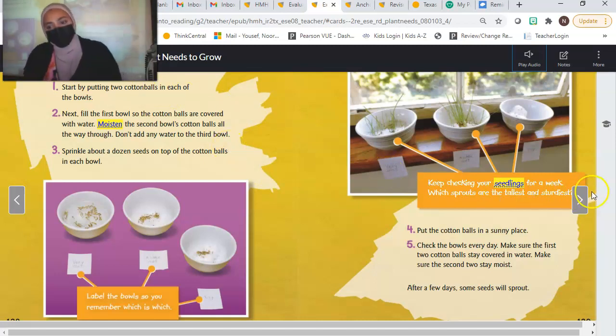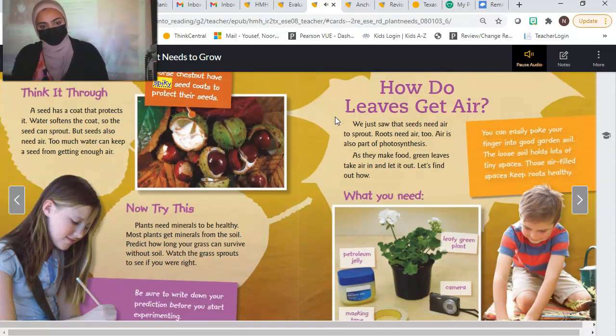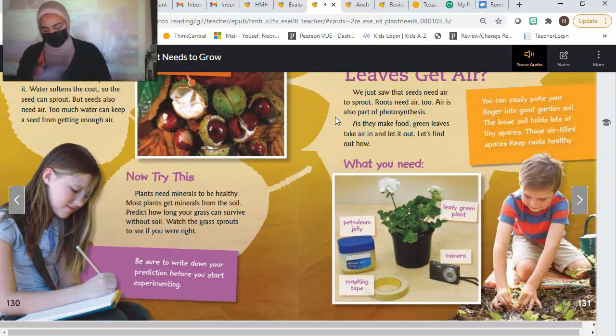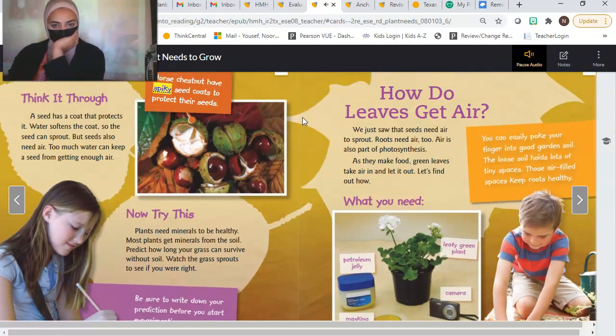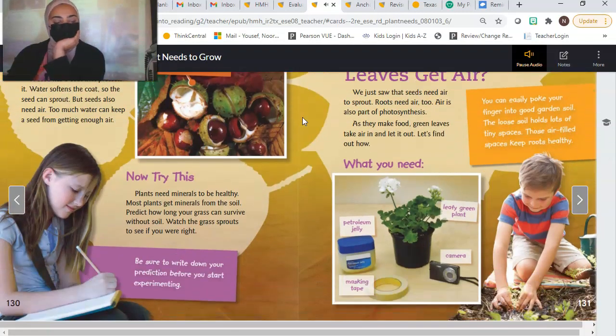Will it grow if it's very wet? Let's see. Think it through. A seed has a coat that protects it. Water softens the coat so the seed can sprout. But seeds also need air. Too much water can keep a seed from getting enough air. Horse chestnuts have spiky seed coats to protect their seeds.